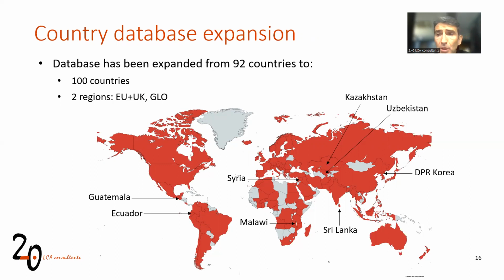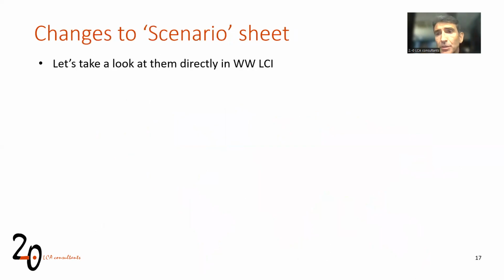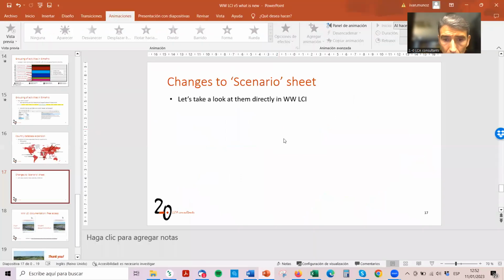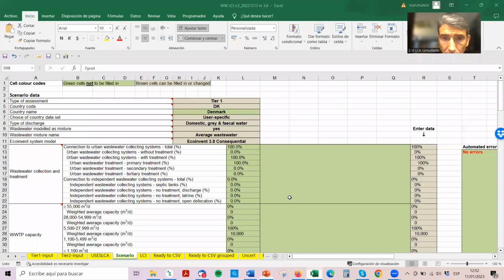And then in the map, you can see the new individual countries we have added. And they are mainly from Latin America, Africa, and Asia. Then we have certain changes to the scenario sheet, and that will be the last topic I want to cover. But that's easier if we just look at them directly in the Excel file. So let's jump into the Excel file.